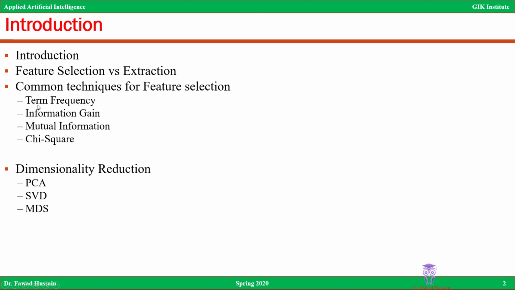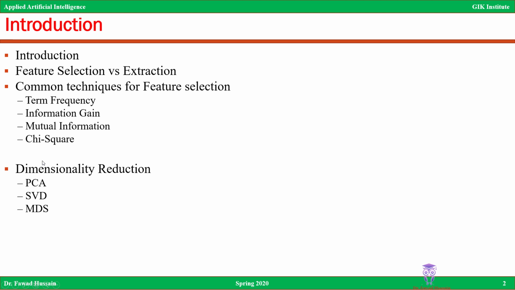So we have term frequency, information gain, mutual information, chi-square. These are the basic ones. There have been a lot of new feature selection techniques that are based on these or similar methodology. There have been published papers in recent years.